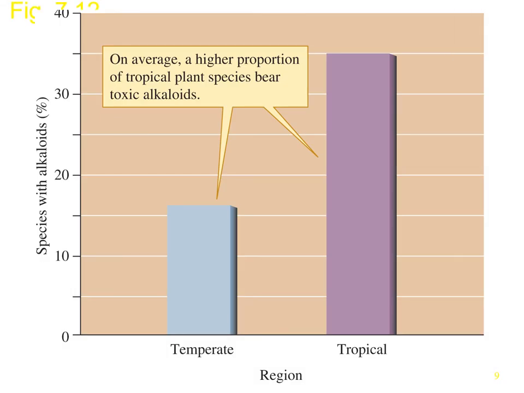Oh, this is cool. This is looking at the proportion of temperate plants and tropical plants that have toxic alkaloids in them. And those alkaloids are really good defenses against being eaten. So if we look in the temperate areas, we can see somewhere around 16% of the temperate plants will have alkaloids in them, whereas somewhere close to 35% of the tropical plants will have alkaloids in them.